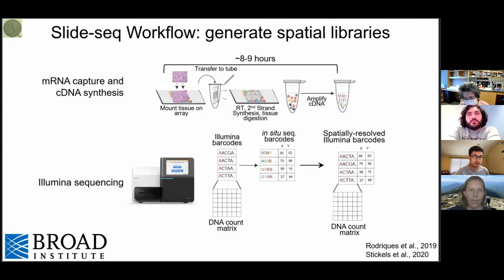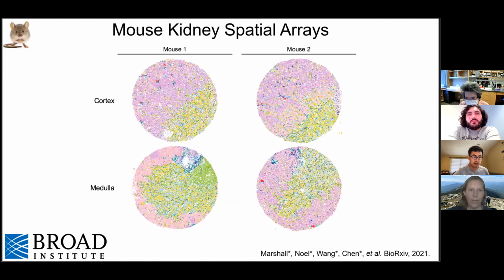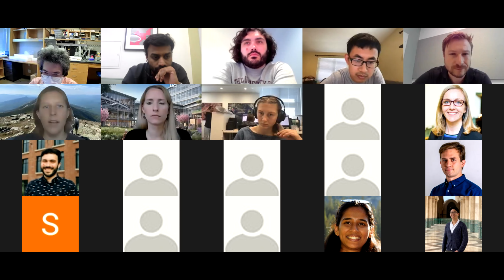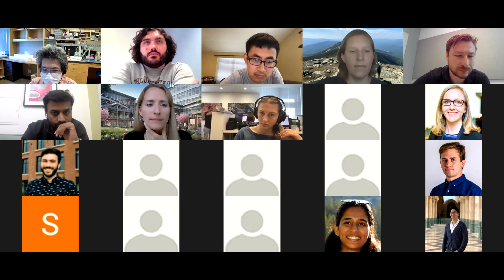I didn't really go through all of the data analysis steps, but I can just direct you to my paper if you're interested in that. I just thought I would quickly show you what some of the arrays look like. So these are arrays from mouse kidneys, cortex-enriched areas on the top and medulla on the bottom. And then similarly for human kidneys, cortex on the top and medulla on the bottom. I can just tell you, without getting into it, that we're able to see all cell types in the regions of interest, and then did further characterization. So I'll go ahead and stop here and answer any questions.